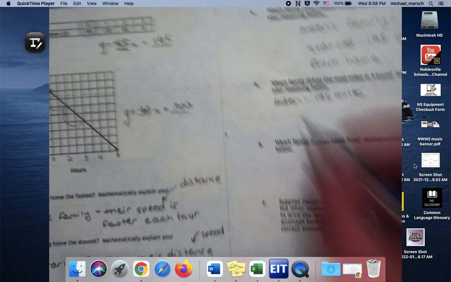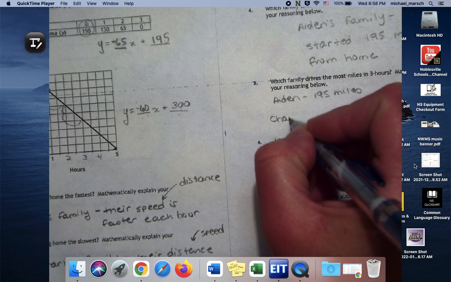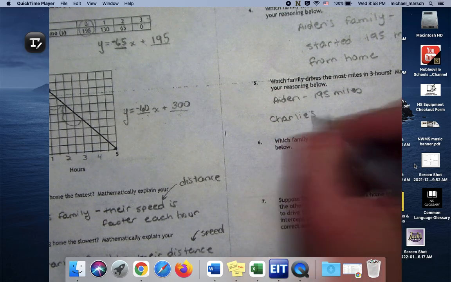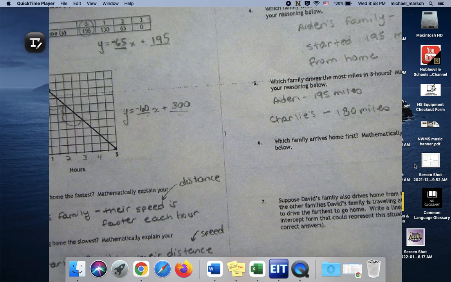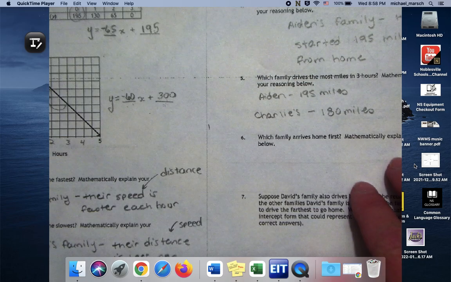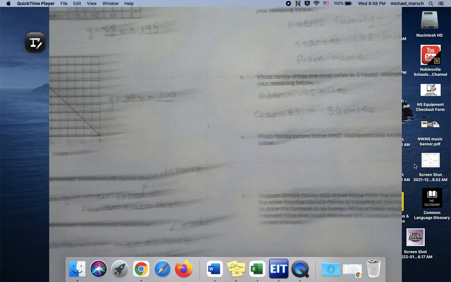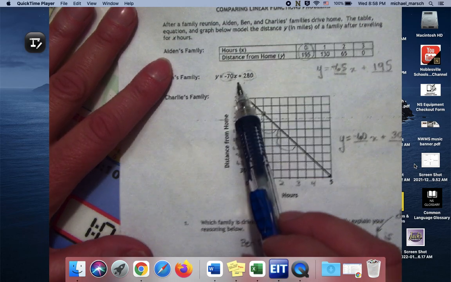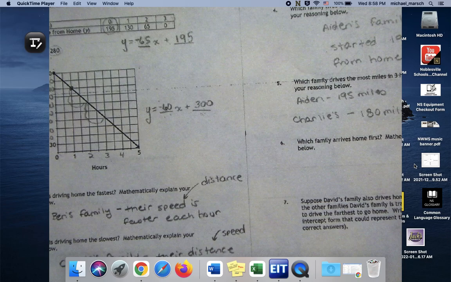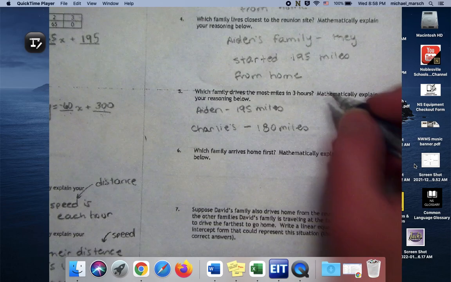So we know that Charlie's family had gone 180 miles. So right now they have not gone the furthest. Now, theoretically, because these people are traveling faster, they should have gone further in 3 hours. So let's figure out how far they got.